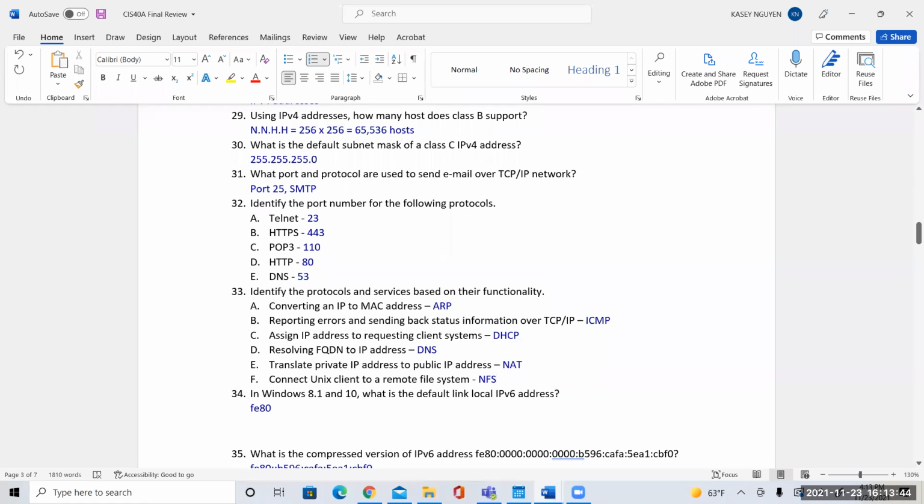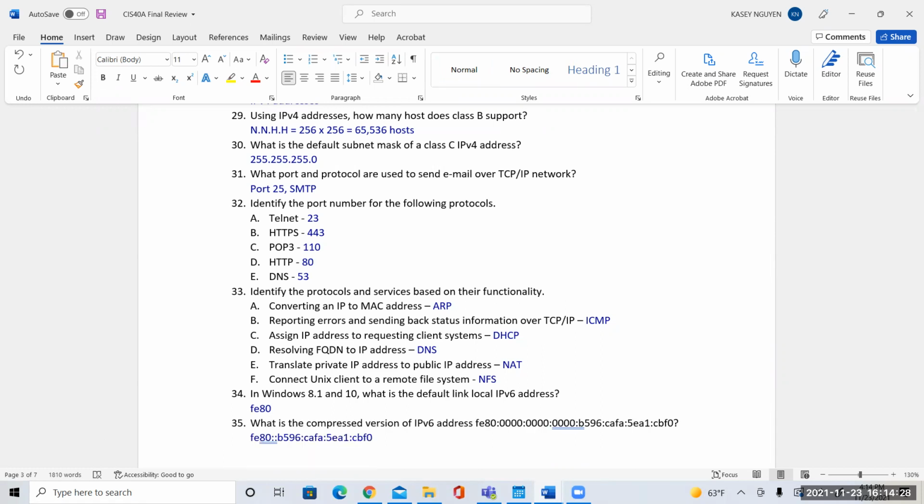IPv6. In Windows 8.1 and Windows 10, what is the default link local IP address? So you would see FE80. You see this when you do ipconfig /all on a Windows 10 system too, right? So if you enable IPv6, it's going to use the default link local. This is like your loopback in version 4. So FE80. We have to start getting used to using IPv6, right? I know that when you go into the field, a lot of companies have transitioned to IPv6, but they still use IPv4. We have to start getting used to looking at them.